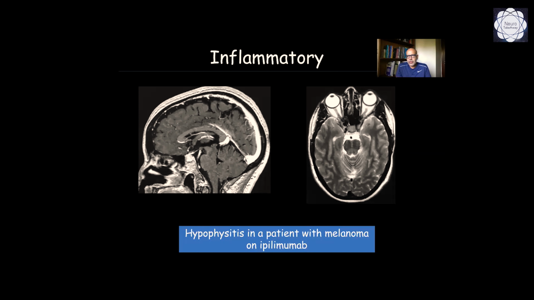Going on with inflammatory reactions, some drugs, especially checkpoint inhibitors, again, can be associated with inflammation of some organs. And one of these is the pituitary gland. This hypophysitis is associated with enlargement of the pituitary gland, as you can see here, a globulous gland that enhances diffusely, and it is usually asymptomatic, but occasionally may be associated with headache or visual problems.